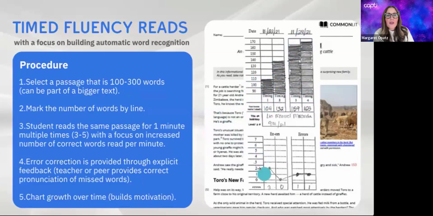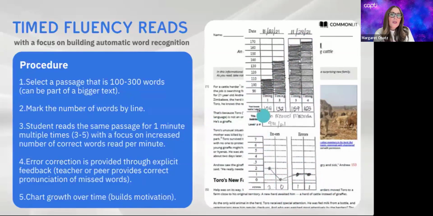And then we can also see the student started with 2 errors, went down to 0, and then they made 1 error both other times. But we're at least seeing a decrease in the number of errors from that first read to the last read. And that's what we're really hoping to see.